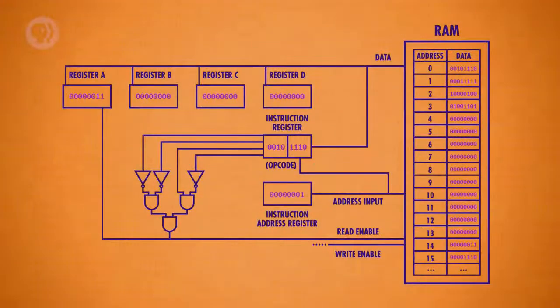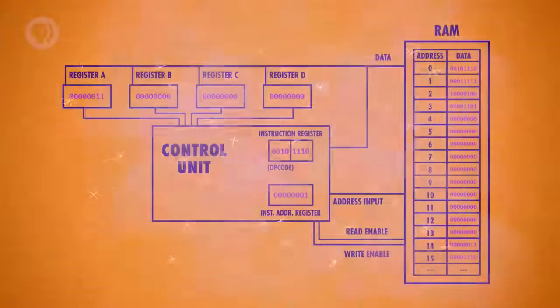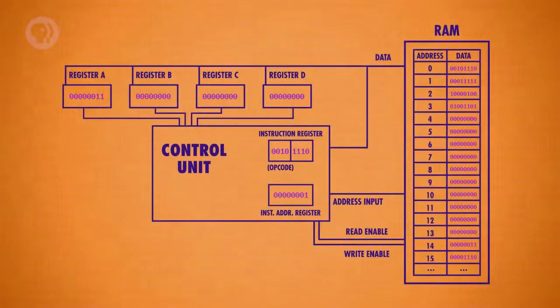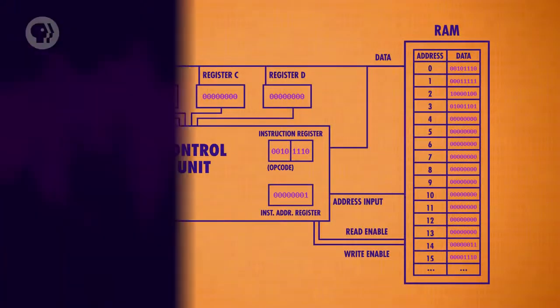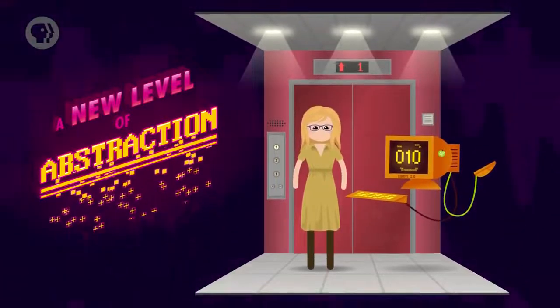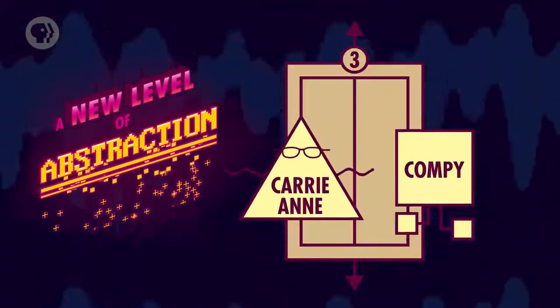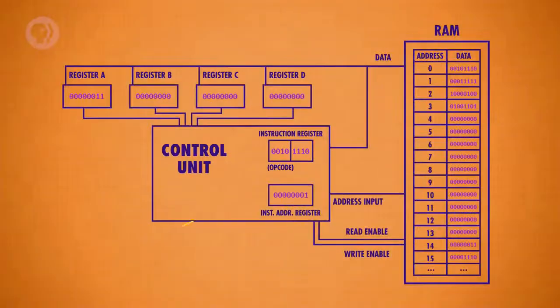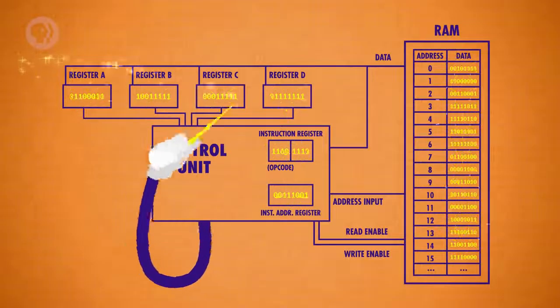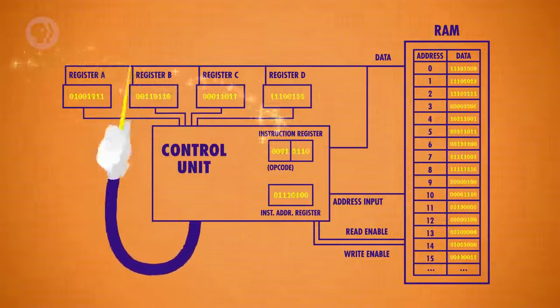Load A is just one of several possible instructions that our CPU can execute. Different instructions are decoded by different logic circuits, which configure the CPU's components to perform that action. Looking at all those individual decode circuits is too much detail, so since we looked at one example, we're going to go ahead and package them all up as a single control unit to keep things simple. That's right, a new level of abstraction. The control unit is comparable to the conductor of an orchestra, directing all of the different parts of the CPU.